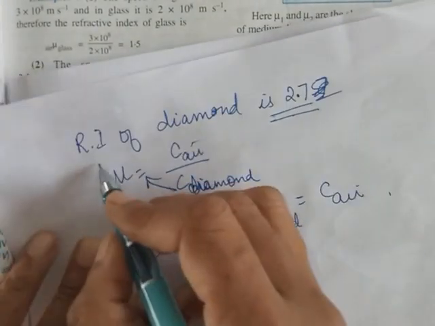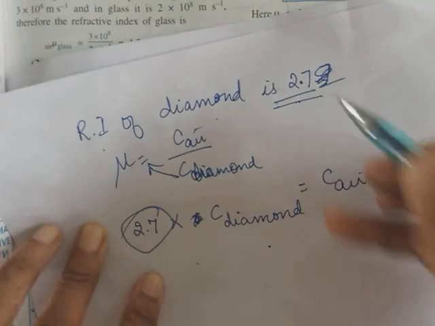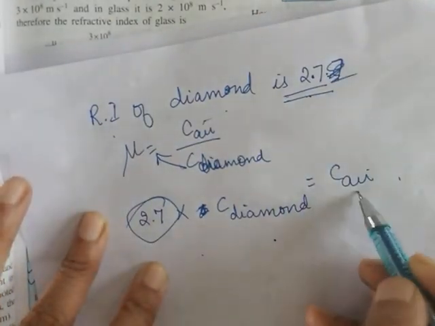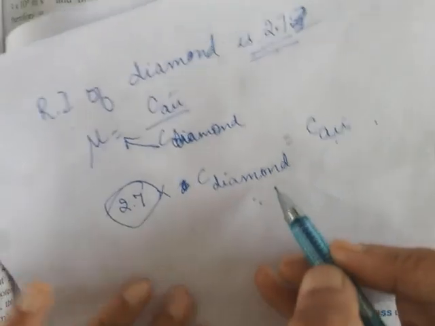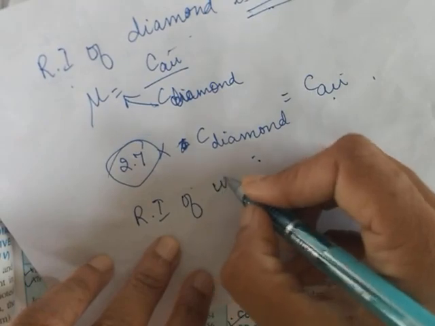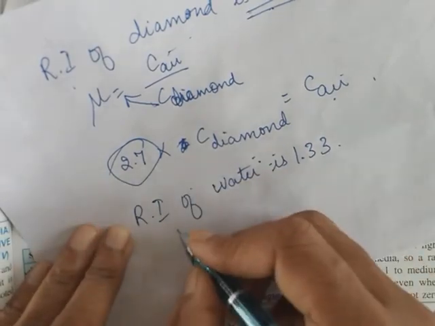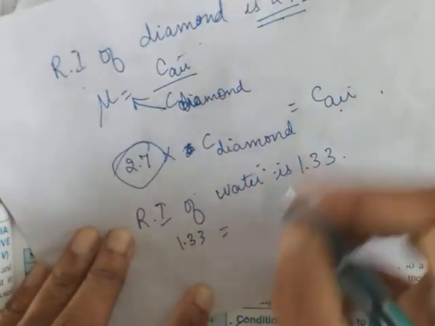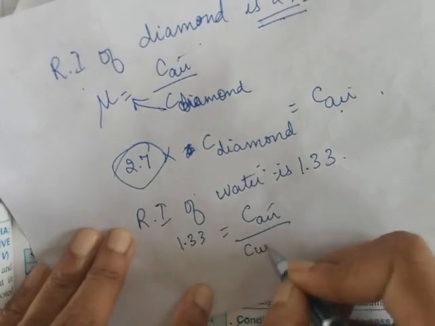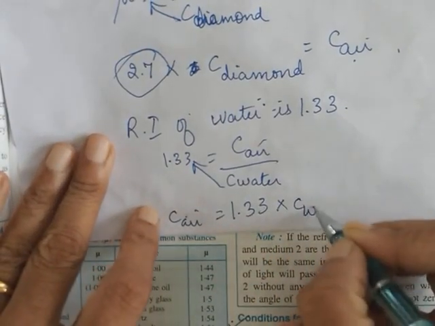This means if I say refractive index of diamond is 2.7, what information does it give? It immediately gives me the idea that speed of light in air is 2.7 times speed of light in diamond. Now, for another example, if I say refractive index of water is 1.33, what do you mean by this? The same 1.33 is based on this formula, speed of light in air upon speed of light in water. So you cross multiply it. Speed of light in air is 1.33 times speed of light in water. That is the conclusion. This also comes as a 2-mark question.